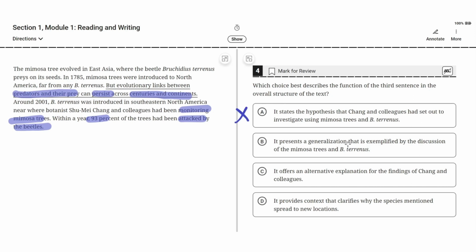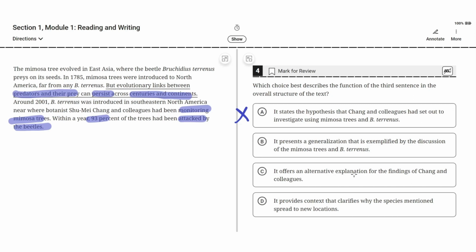B. It presents a generalization that is exemplified by the discussion of mimosa trees and B. tyrannus. This seems correct because the mimosa trees back in East Asia were attacked by B. tyrannus, and when these mimosa trees were introduced to North America, and so were B. tyrannus, the mimosa trees were again attacked by the beetles. And this shows how the evolutionary links between predators and their prey can persist across centuries and continents. In this case, continents. So B seems the correct answer.